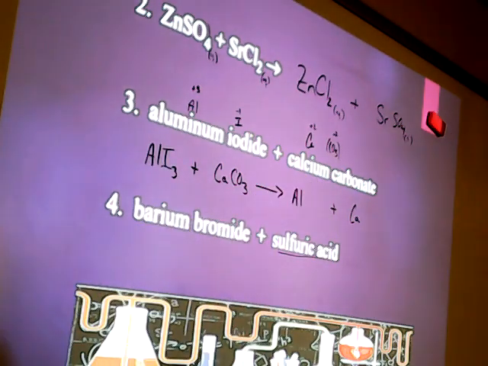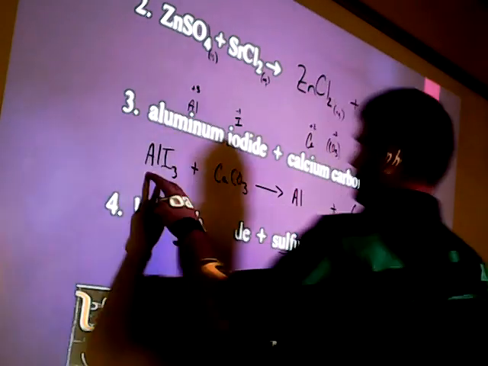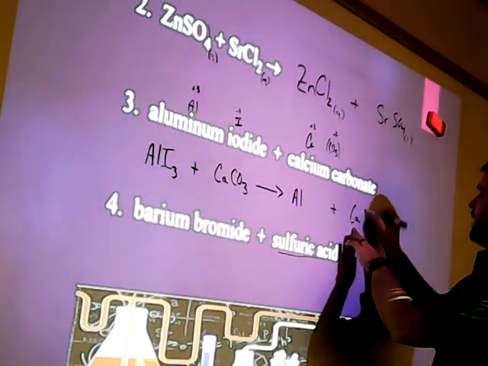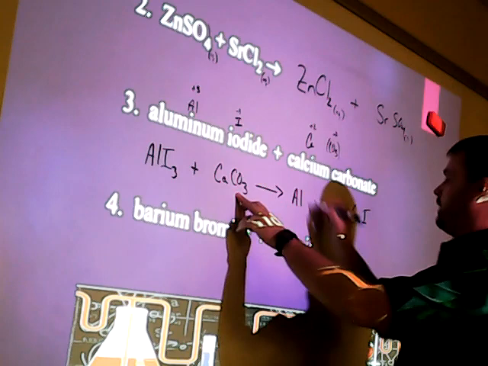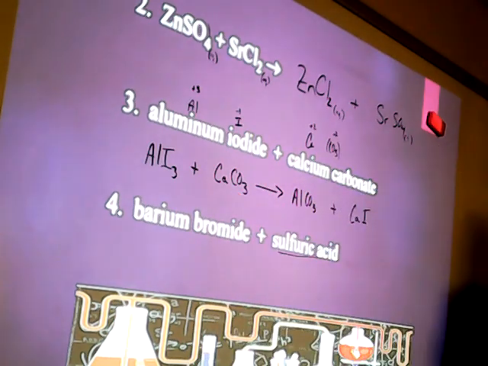And then what's switching? Non-metals. So I'm going to put iodine, which was with aluminum, now over here, and then carbonate over here, like so. Am I done? No. What do I need to check?